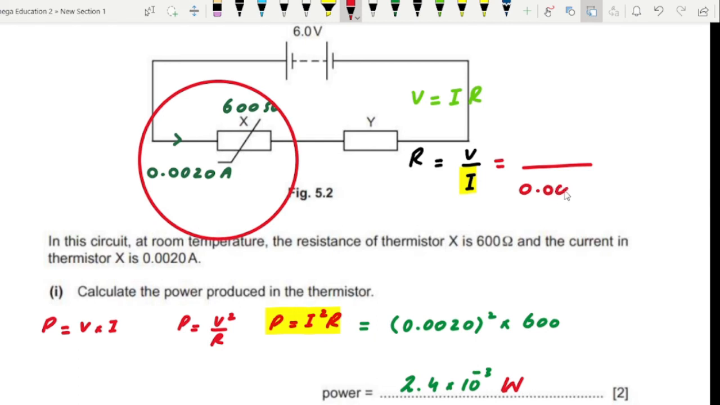Very good. It's just the same, because these two are connected in a straight line, which we call connected in series. All right, so we're good with that. We're good with the current. But then the thing is, what is the voltage across the component Y?